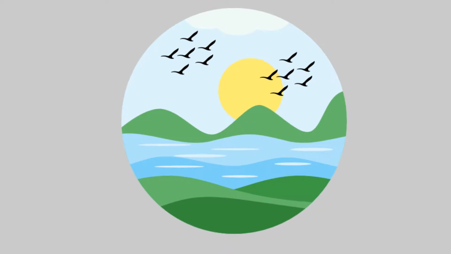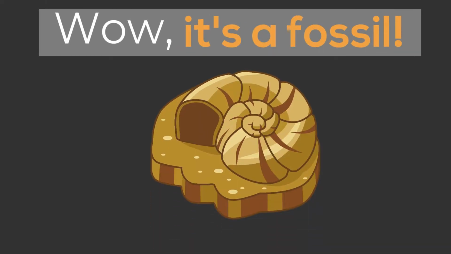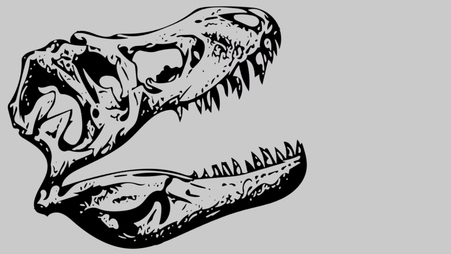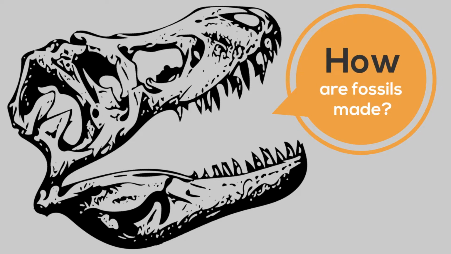Let's say you're walking along a riverbed and something catches your eye. Wow, it's a fossil! But how did it get there? And what exactly is a fossil? A fossil is the trace or remains of an organism that lived in the past. Now that we know what a fossil is, how are they made?